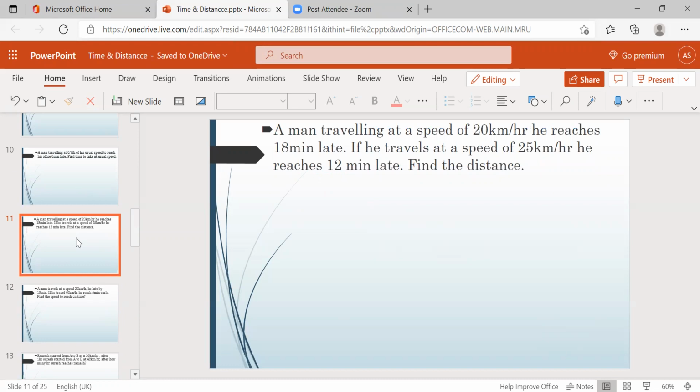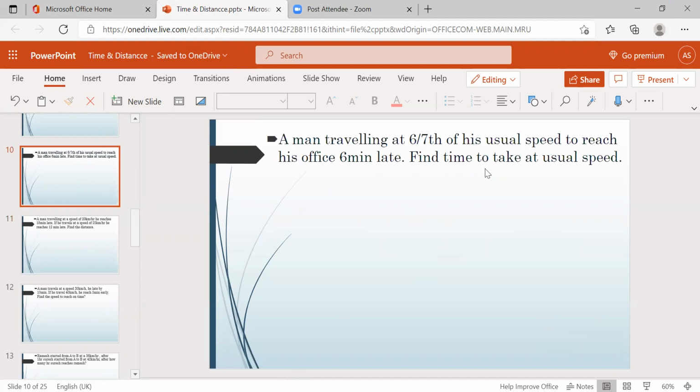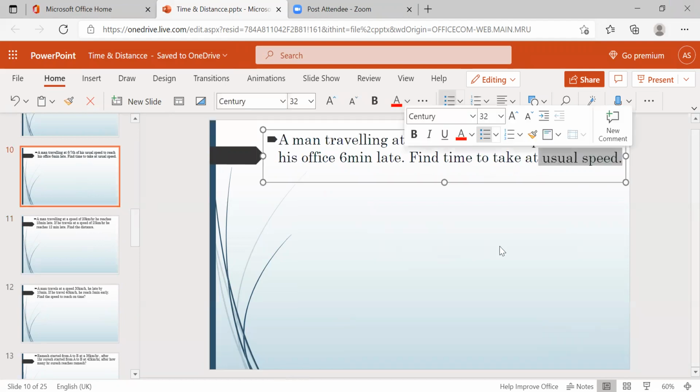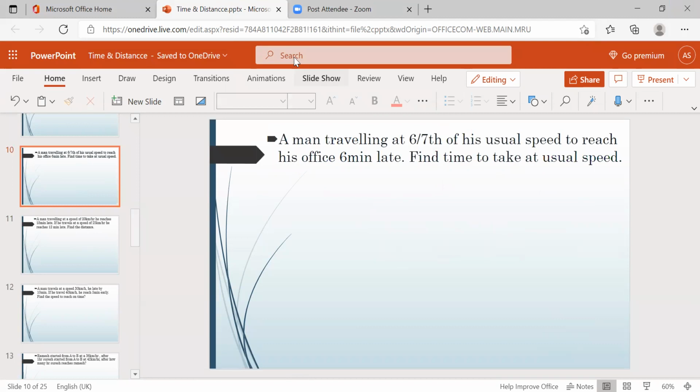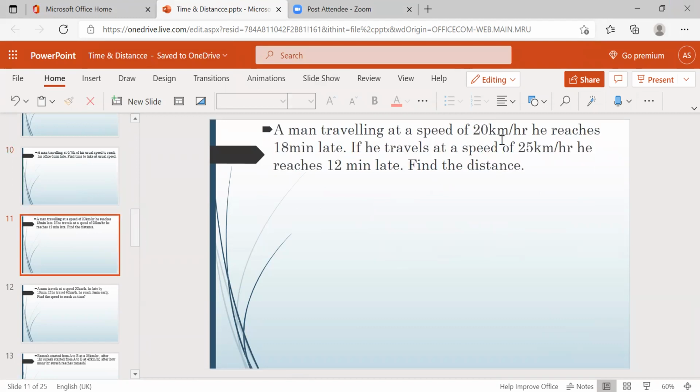Here the question is: a man traveling at a speed of 20 kilometers per hour reaches 18 minutes late. If he travels at a speed of 25 kilometers per hour, he reaches 12 minutes late. And they're asking to find the distance here. Just like the previous question, where they asked to find the usual speed, here the same type of problem: two different speeds are given, and times are given, and they ask to find the distance, not the speed.